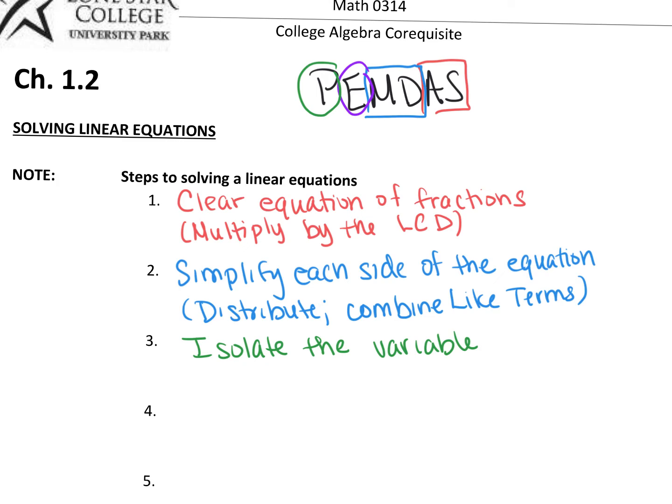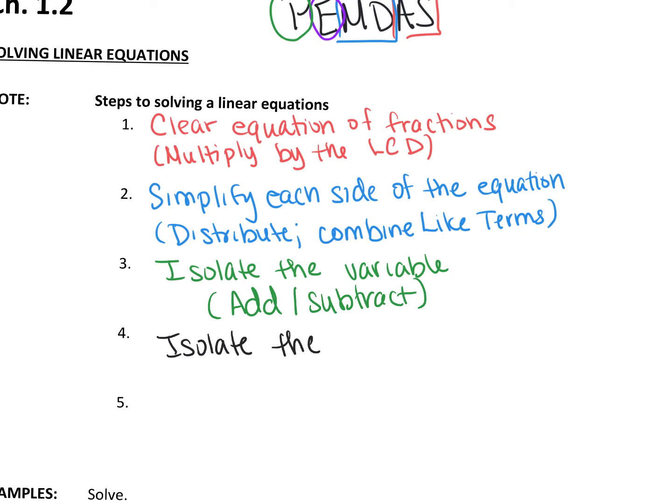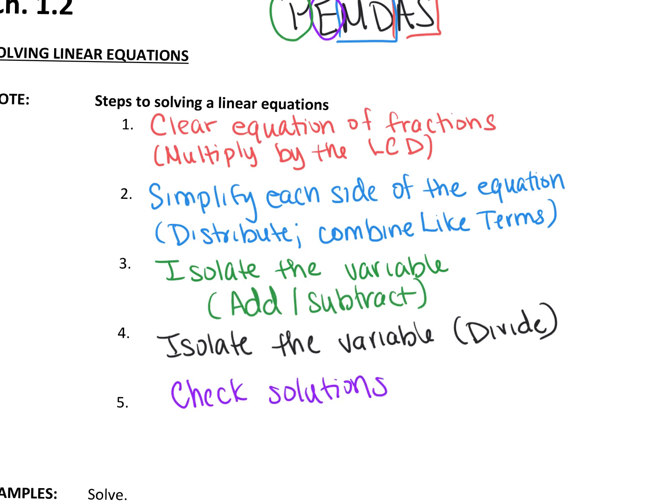So our first step to do the isolation is to add or subtract. And then once we do that, we can isolate the variable again if we need to. Generally we're going to be dividing to solve for the variable. So we're going to divide here. And then our last and final step is to make sure that we check our solutions. And we do that by plugging in.